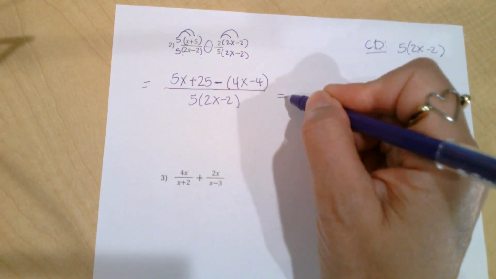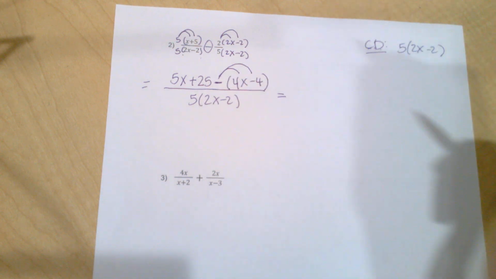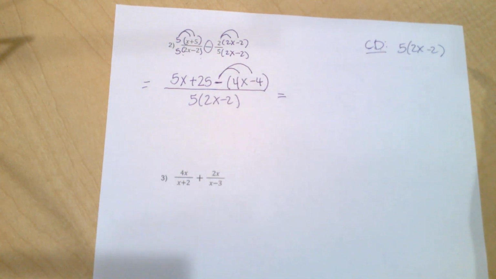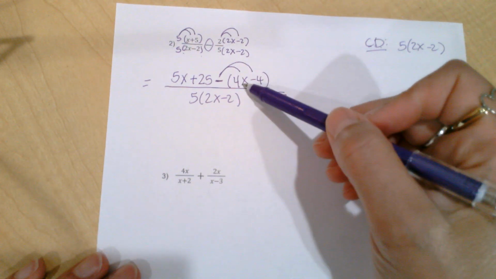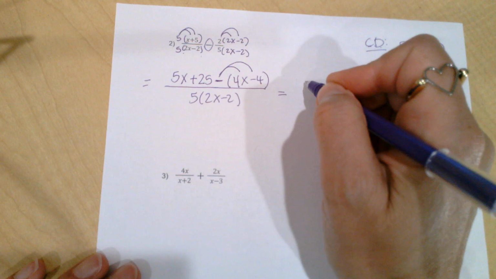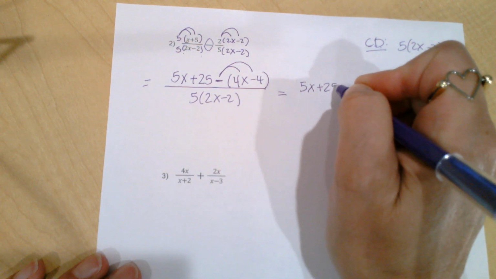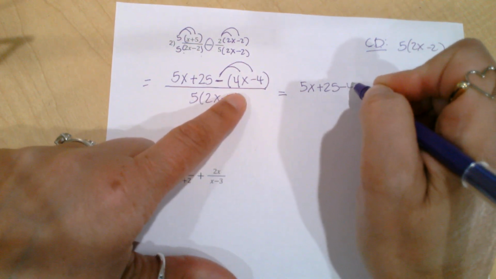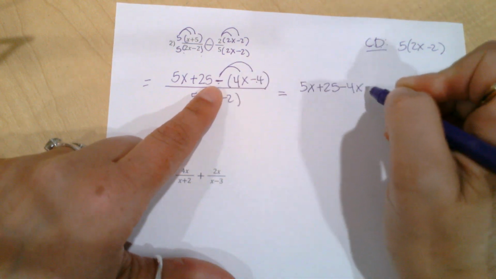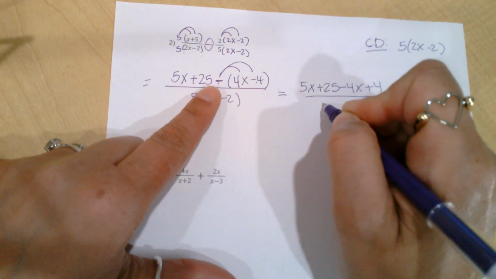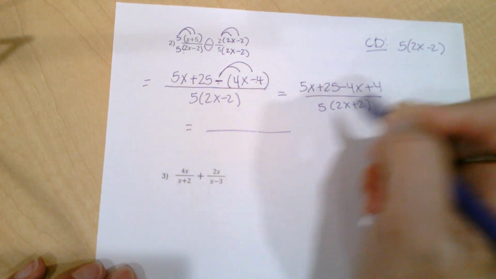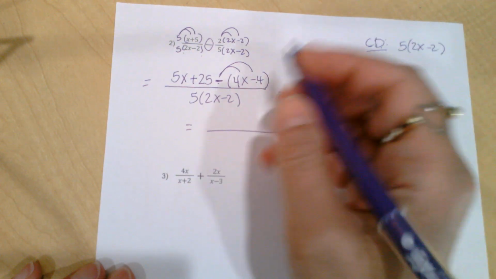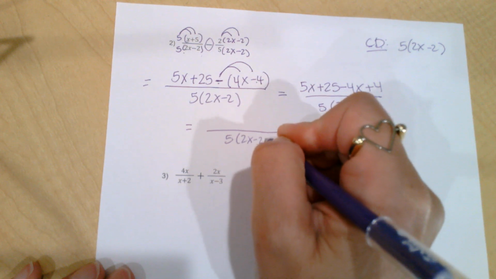Now, hopefully you see that I am going to have to distribute this negative. That is the very common mistake that people make. So just be careful when you have this minus. Plus is great, but minus, that's when you're going to have to make sure you distribute it. So we have 5x plus 25 minus 4x plus 4 all over our common denominator. Just leave your common denominator. And then let's combine like terms in the numerator. You can leave your common denominator down here.